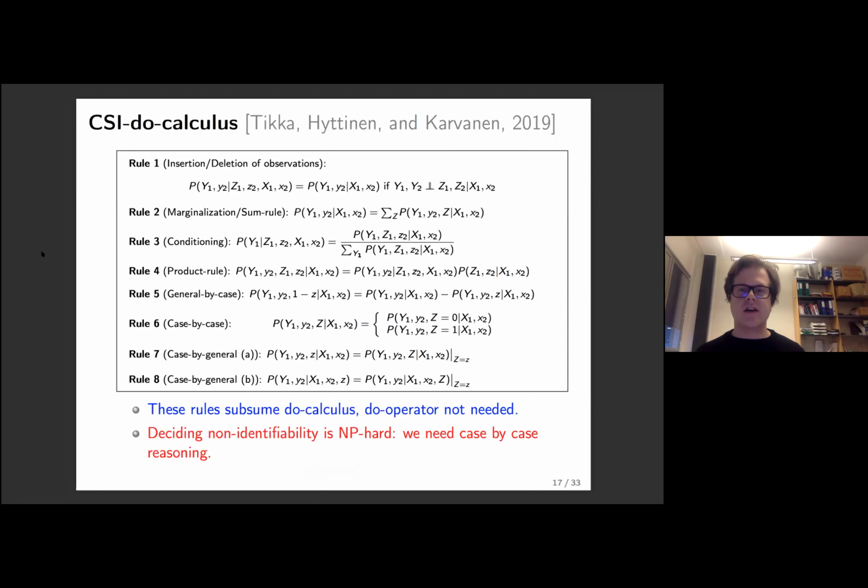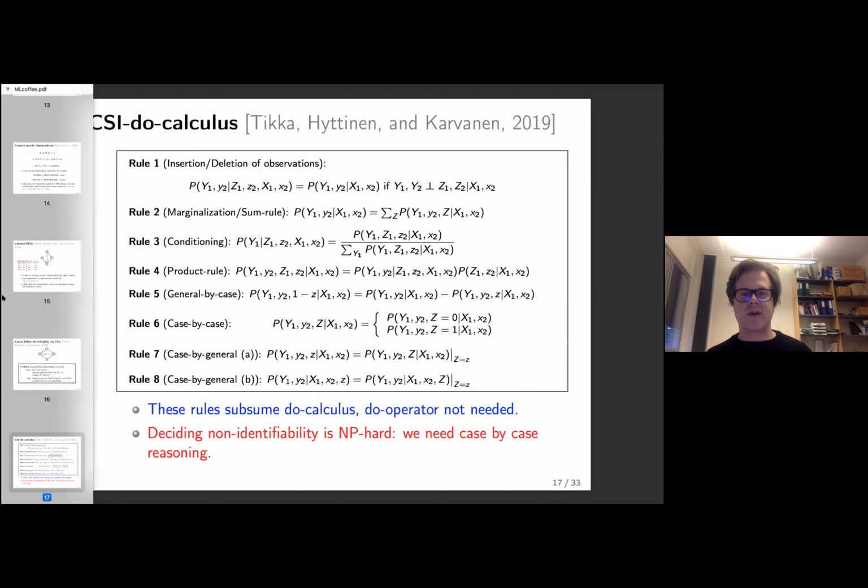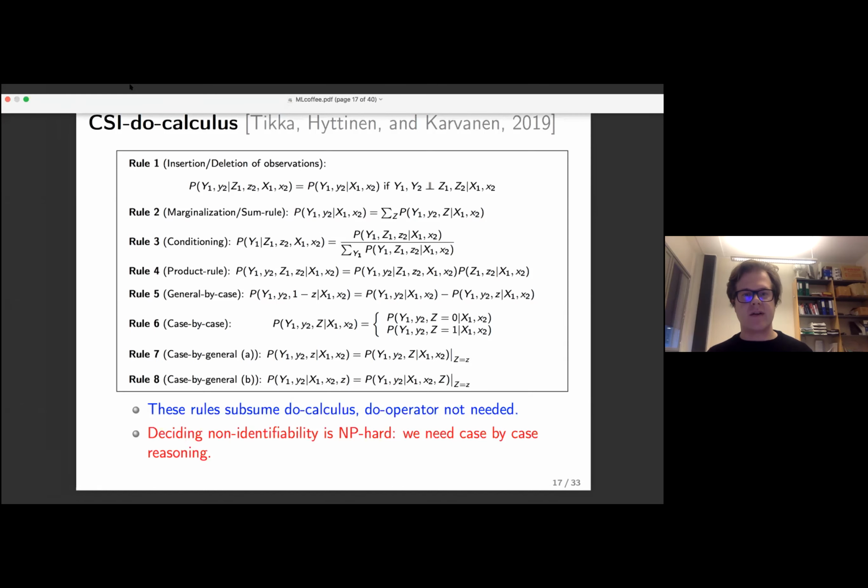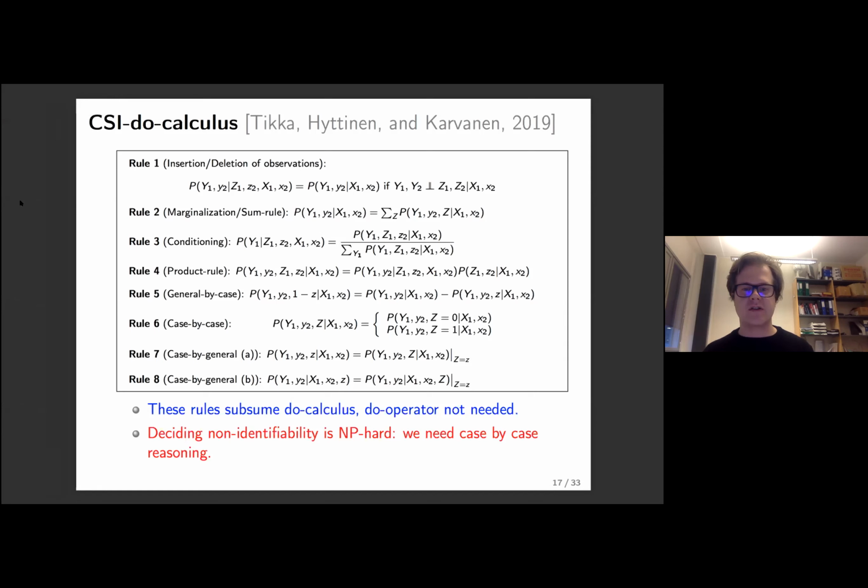And one thing to note here is that there's actually no do operator in any of these rules. This is because the do operator, breaking edges, reduces to probabilistic expressions, because in LDAGs we have these labels that allow for deletion of edges. So interventions in this respect are only different contexts. And with that, we can do just probabilistic reasoning, derive probabilistic quantities from others, and identify causal effects this way. So these rules subsume the do calculus, although they don't include the do operator.